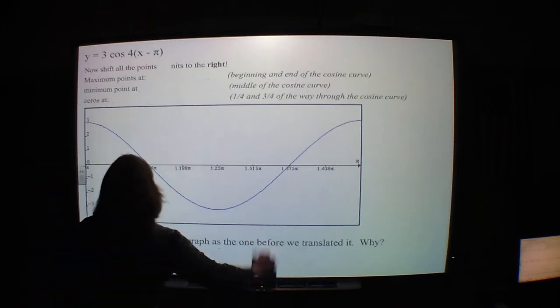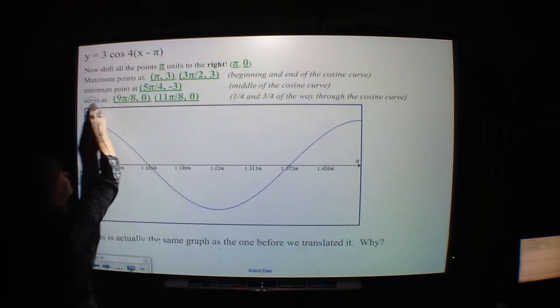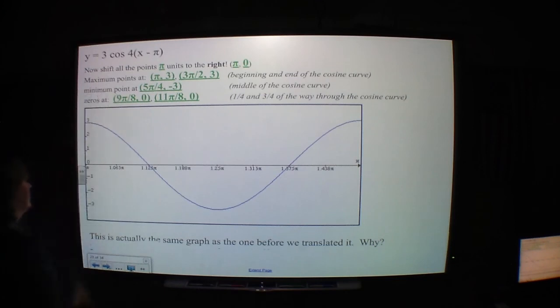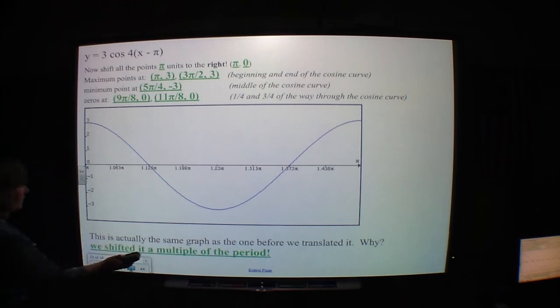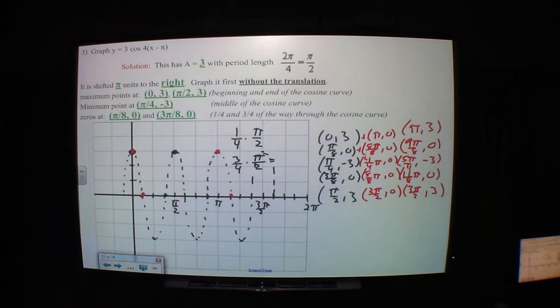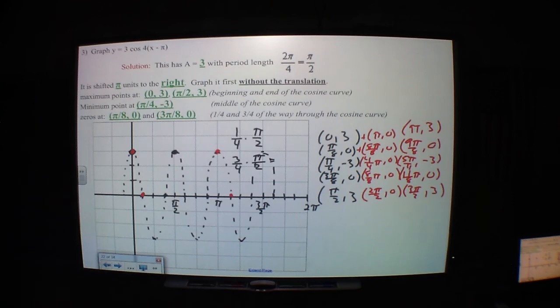That's what I said right here. Shift all points to the right. Actually, the same graph as the one before, translated. And the reason is, it's because we shifted it a multiple of a period. So I shifted a multiple of pi over 2. So I really shifted it 2 periods over. So if you shifted a period over either way or multiple periods, it'll be the same graph.